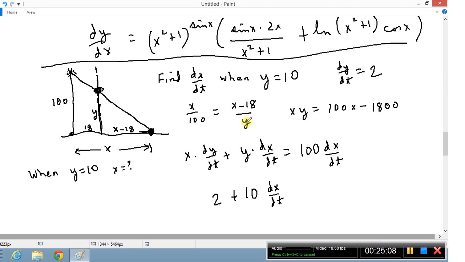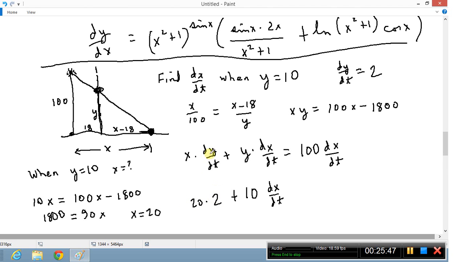And I bet I can get it from this relationship. When y is 10, let's just put 10 in here. Well, actually, it might be easier without the fractions. So when y is 10, that would say 10x equals 100x minus 1800. All right, bring that 10x to the right. That gives us 90x equals 1800. So x equals, what? 9 into, that's 20. x equals 20.